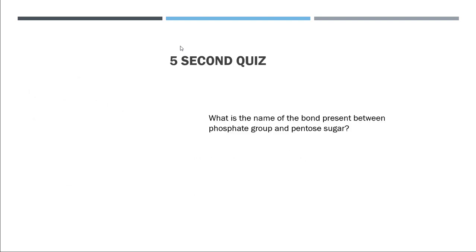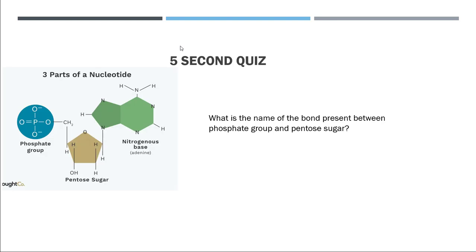Next is, what is the name of the bond present between phosphate group and pentose sugar? 5, 4, 3, 2, 1. Ester bond. If you said 3' to 5' phosphodiester bond, your answer is right, okay? And if you just said ester bond, that is right. So both answers are right.